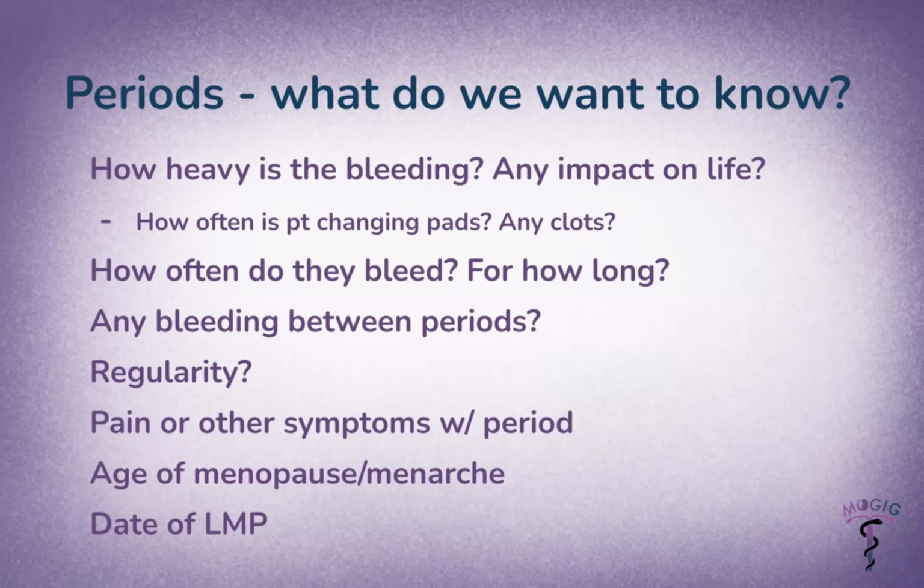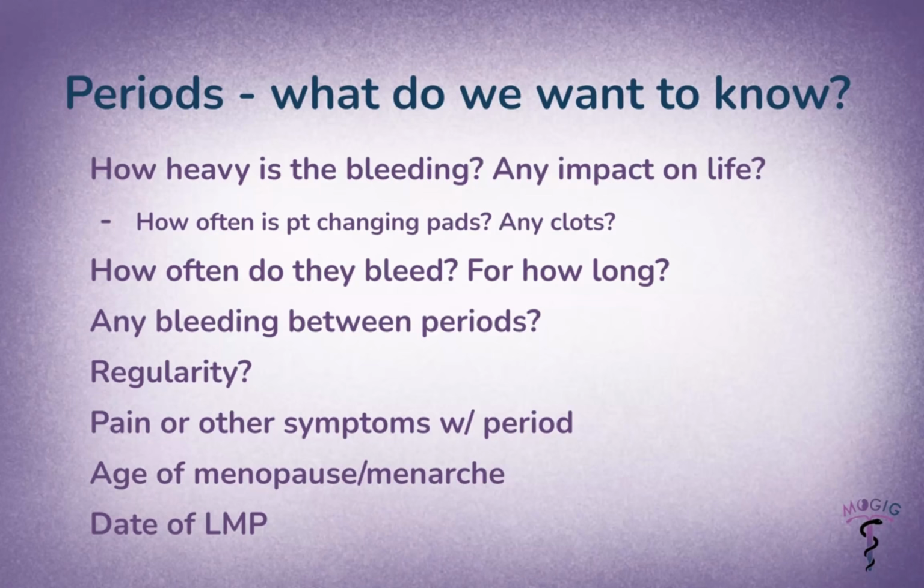If someone's changing their pad every 1 to 2 hours, that's quite abnormal. They shouldn't be changing their pad that frequently. It should be at least 3 to 4 hours. You can also ask about if there's any clots. Often with clotting in a pad, especially during periods, that's an indication that someone is having quite heavy bleeding. So that's always a good thing to ask about when trying to determine how much someone is bleeding and how worried I should be about the amount of bleeding they're having.